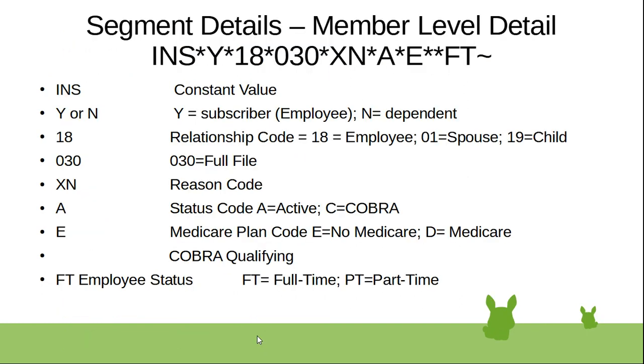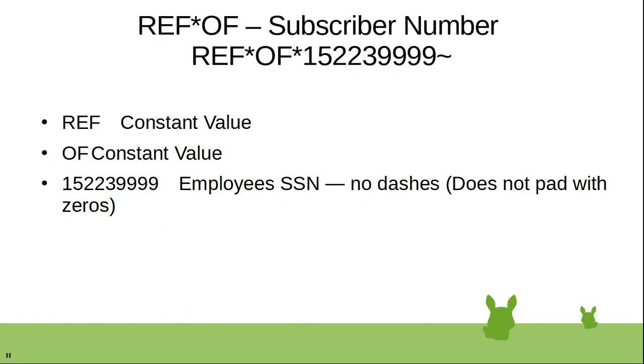Segment detail, if you can see the member level detail, INS Y is the constant value, Y is for the subscriber and N for the dependent. Relationship code starts from 18 for the employee, 01 for the spouse, and 19 for the child. For the full file it's 030, and XN for the region code, and A is used for the status code, active and Cobra. Medicare plans are like E for no Medicare and D for Medicare, Cobra qualifying event is performing or not, FT for full time and PT for part time information.